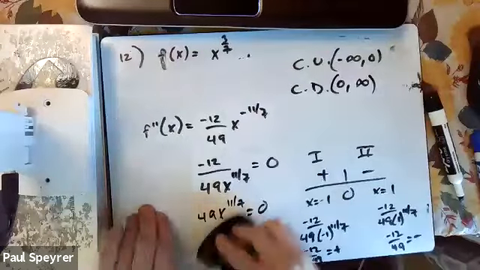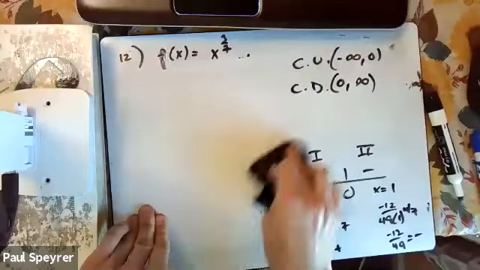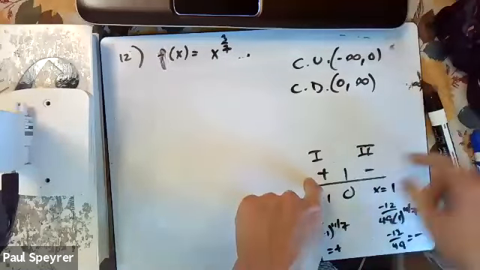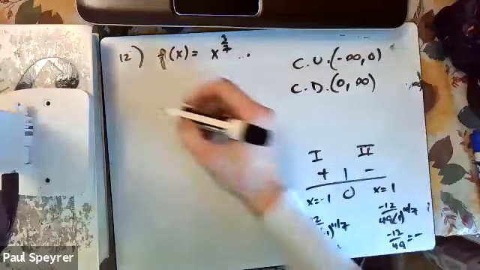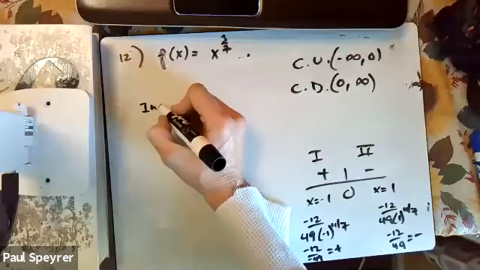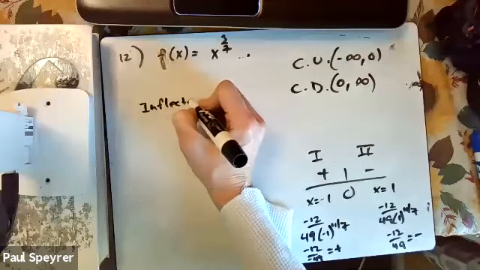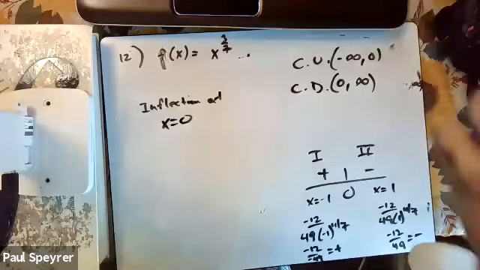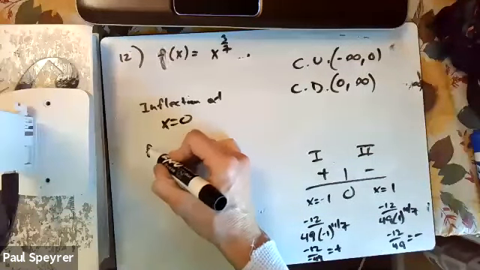Do we have an inflection point? Yes, right? Because you have a transition in the signs of the second derivative, positive to negative. So inflection at x equals 0. But we need its y value, right? We need the whole entire point. So we need to find f of 0.